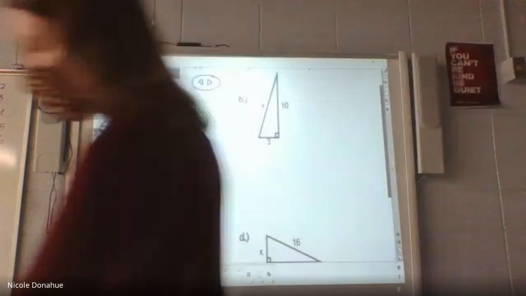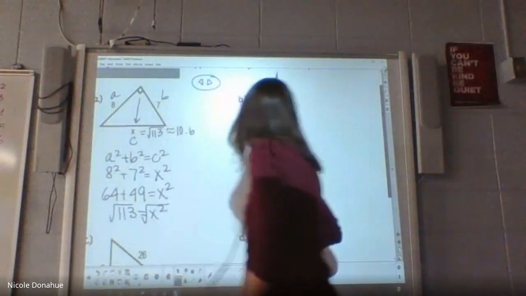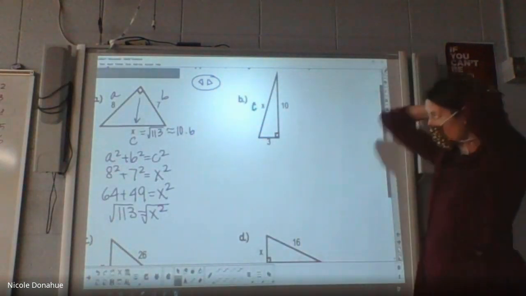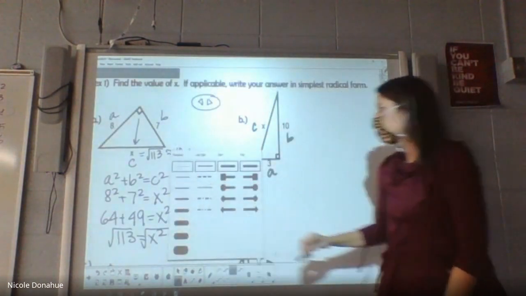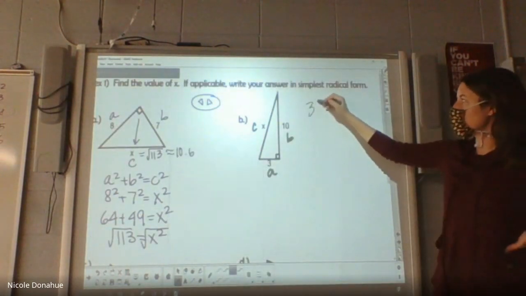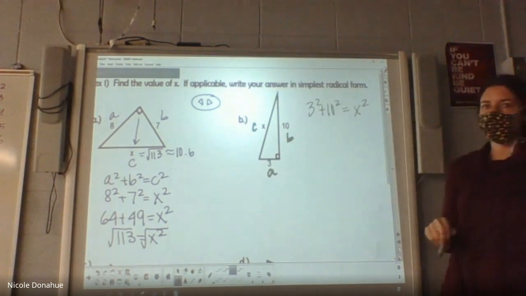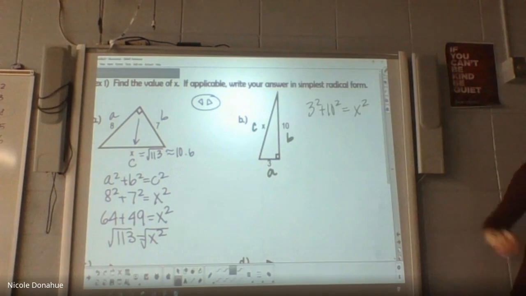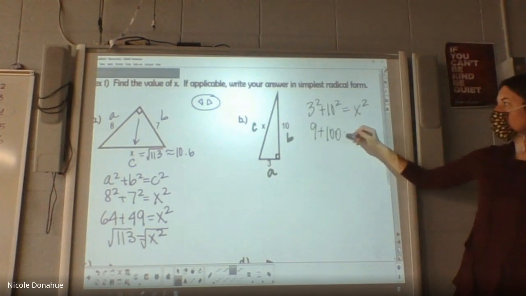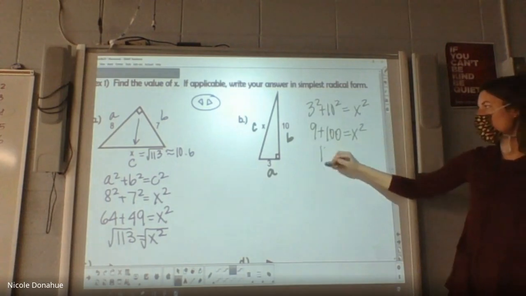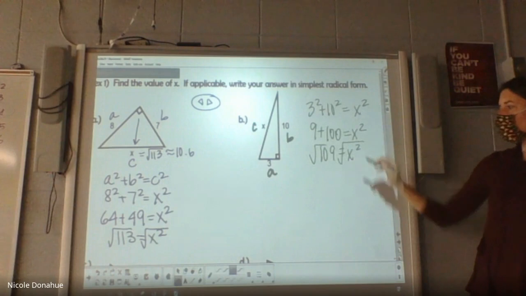Okay, so hopefully you realize C has to be our X again in this case. And then our A and B can be either of the other two, it doesn't really matter. So I'm going to do A squared plus B squared equals C squared, which should be our X squared again. Careful, 3 squared is 9, and then 10 squared is going to be 100. So I get 109.